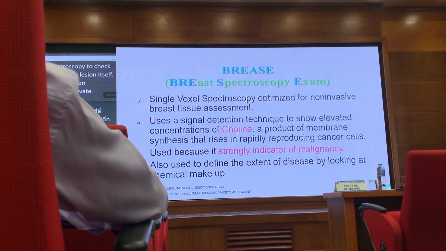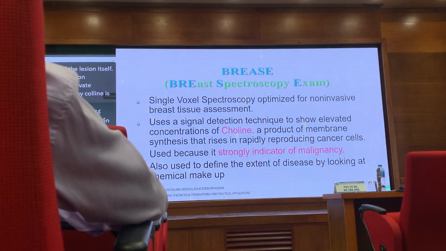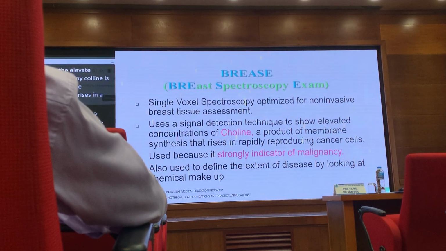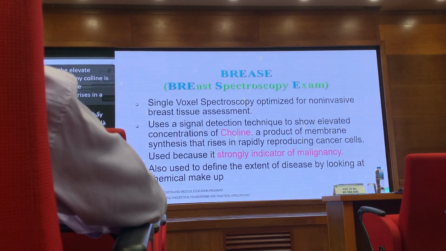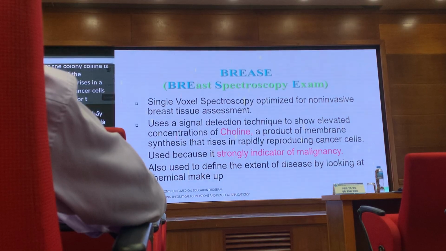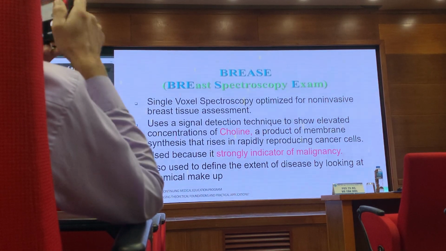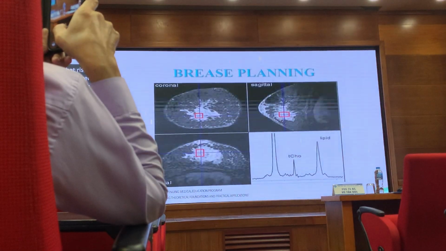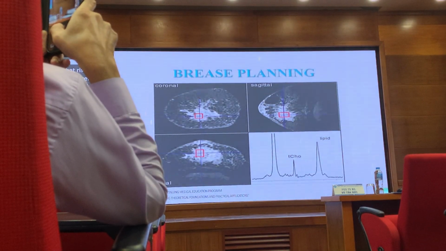Choline is a maintained product of the membrane synthesis that rises in the rapidly reproducing cancer cells. So mainly we are looking for the choline. It's a strong indicator of the malignancy of the cell. Okay, so this is how we're doing it.